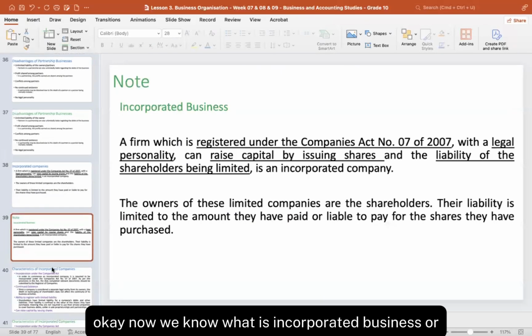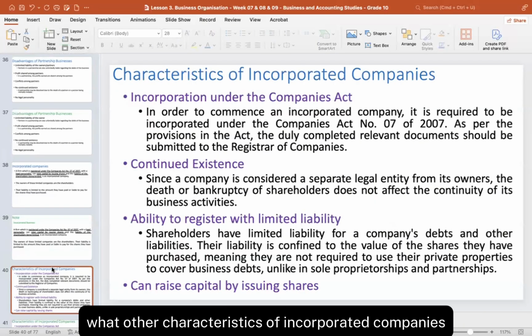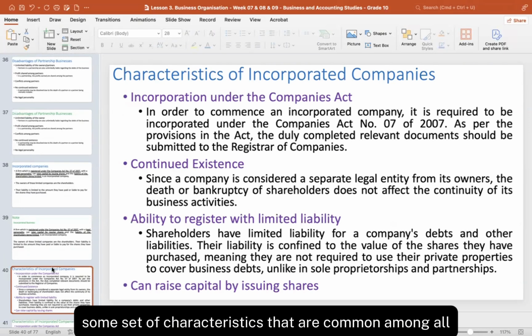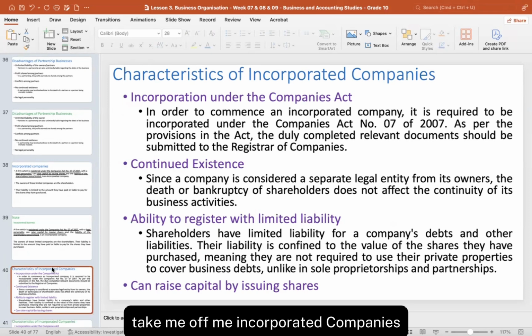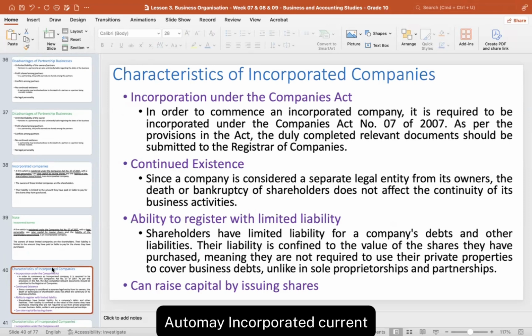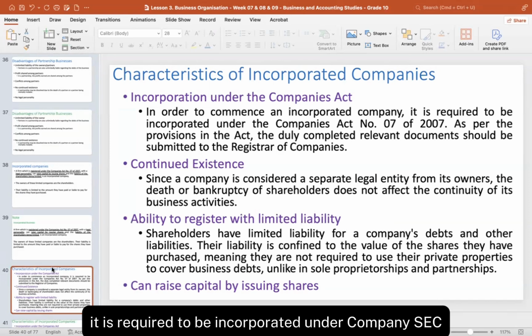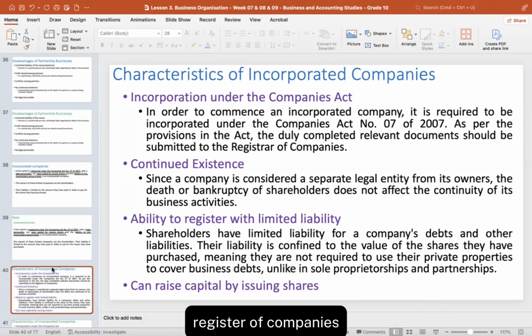Okay, now we know what is an incorporated business or incorporated company. And let's look at what are the characteristics of incorporated companies. Incorporated companies have some set of characteristics that are common among all the incorporated companies. Okay, so incorporation under Companies Act. In order to commence an incorporated company, it is required to be incorporated under Companies Act number 7 of 2007. As per the provisions in the Act, the duly completed relevant documents should be submitted to the Register of Companies.